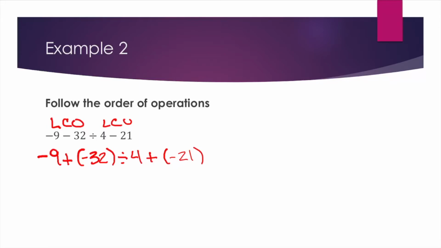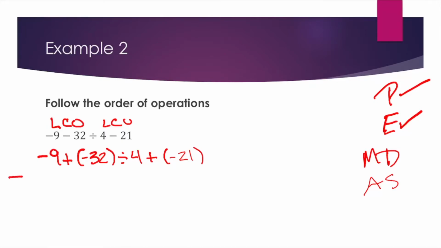And now that we've got LCO taken care of, we can start thinking about our order of operations. Here, there are no expressions inside parentheses, so I don't have to worry about that. There are no expressions where I have to evaluate exponents. So now I have to see whether or not there's any multiplication or division. So I move from left to right, and here I have division. Negative 32 divided by 4. 32 divided by 4 is 8. They're different signs, so it's negative 8. And I bring down everything else. Negative 9 plus negative 21. I don't see any other multiplication or division.